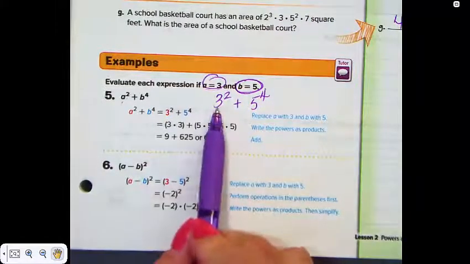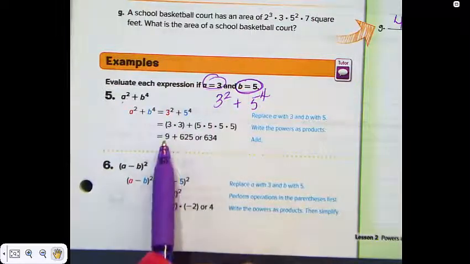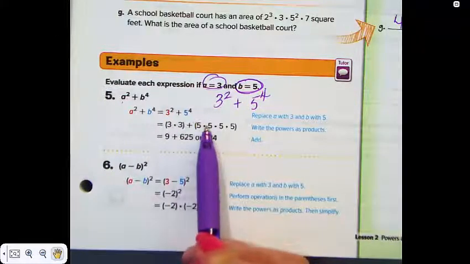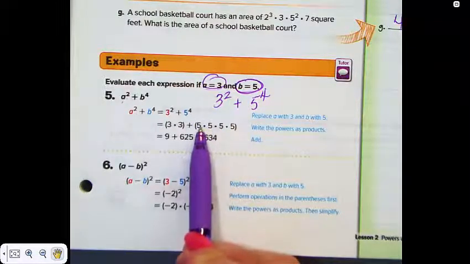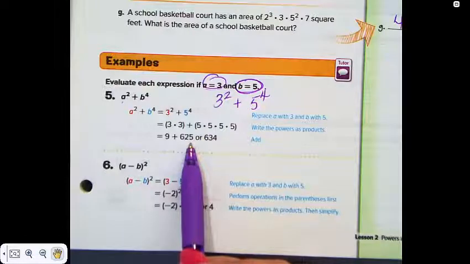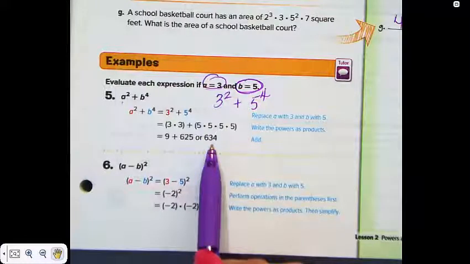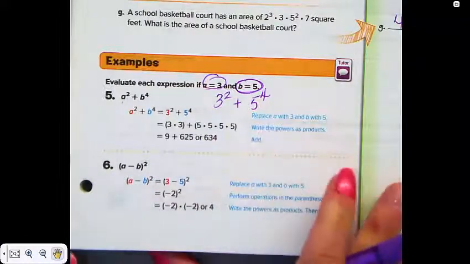So I have 3 times 3, which is 9. And I have 5 times 5 times 5 times 5, 4 5s, which gives me 625. And when you add those together, you get 634. Now let's look at example 6.